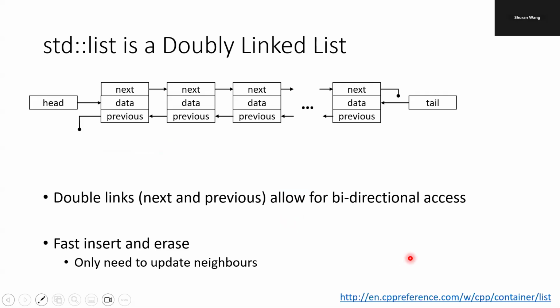Now let's look at the same function for the list class. The std::list is a doubly linked list that can go to the next element or go to the previous elements. And in this case, it's allowed for bidirectional access. And even though it's very slow to access a single element in the list with an index, the insert and erase are very fast because we only need to update the next and previous for the neighbors.